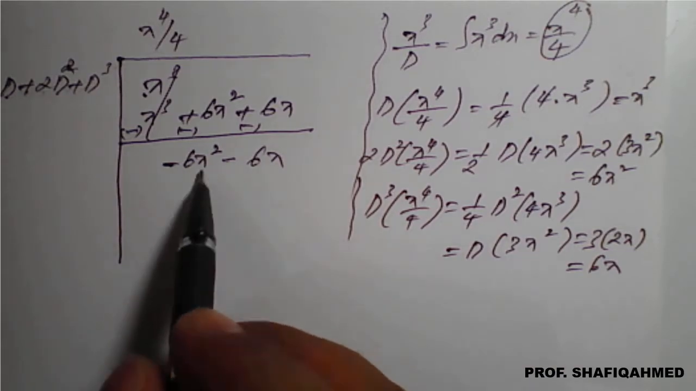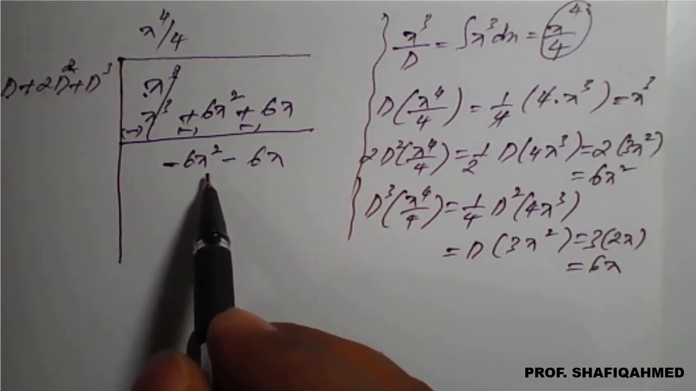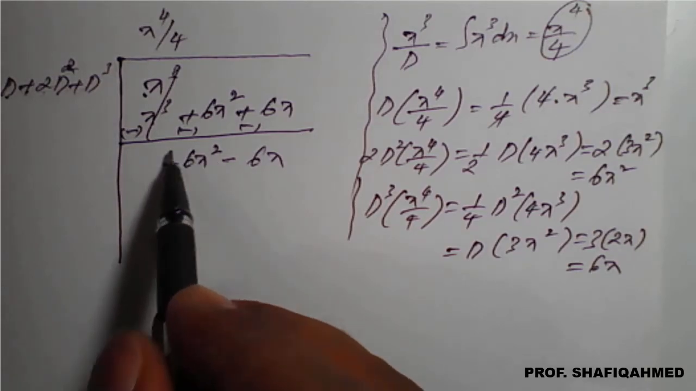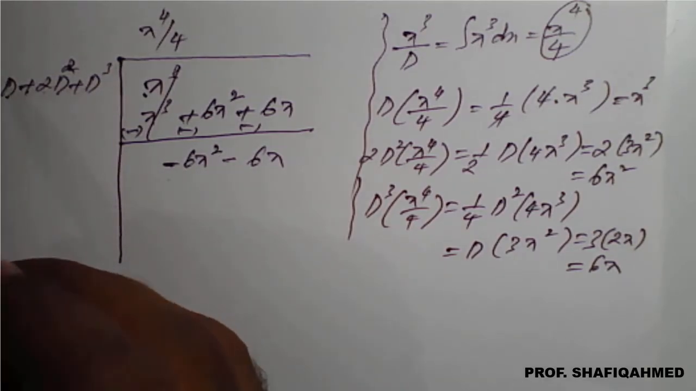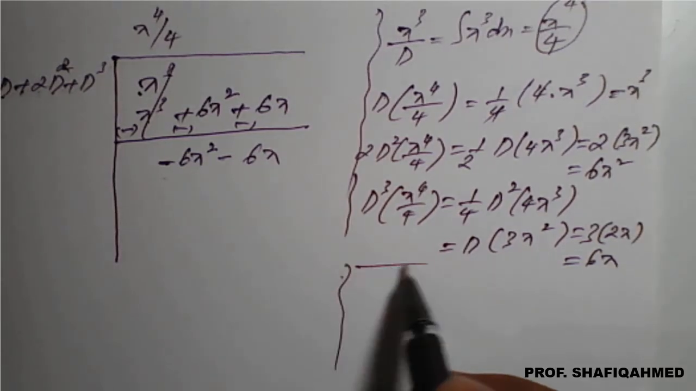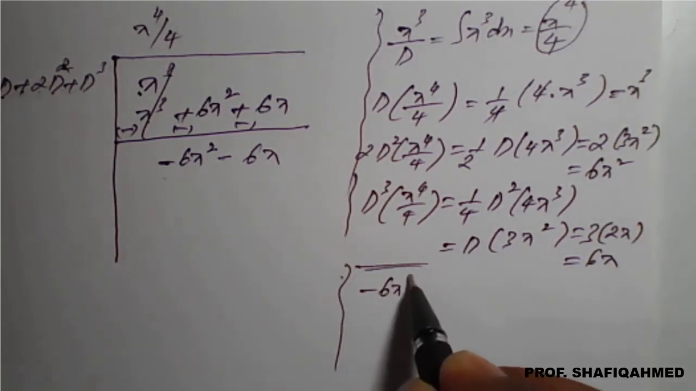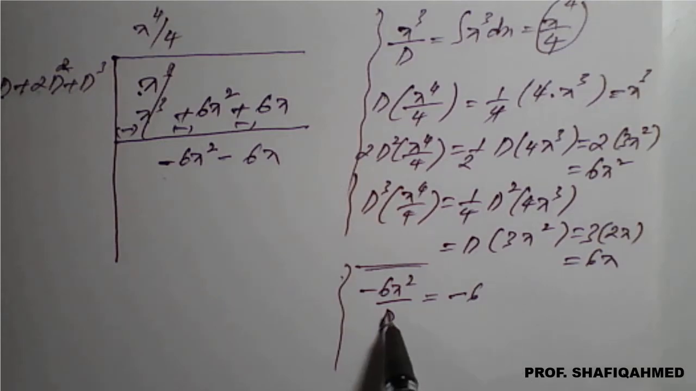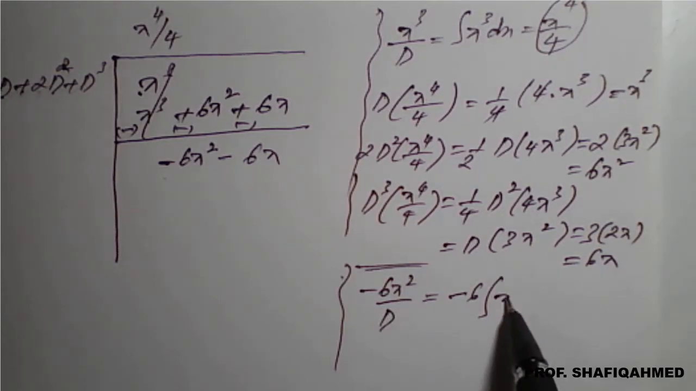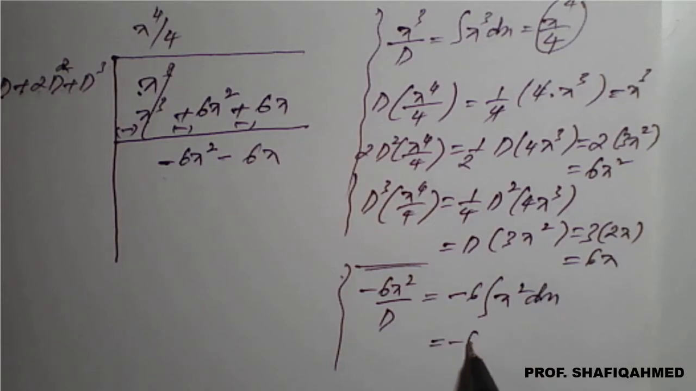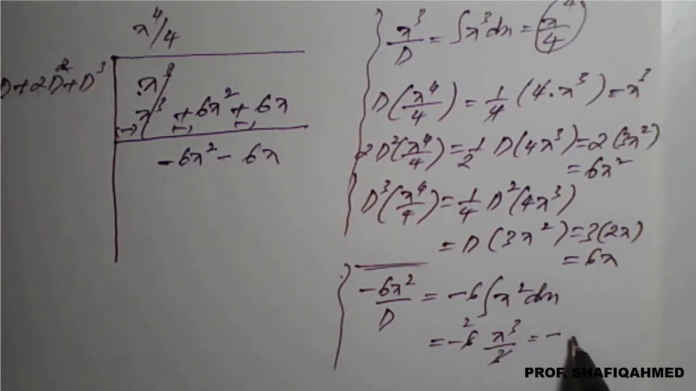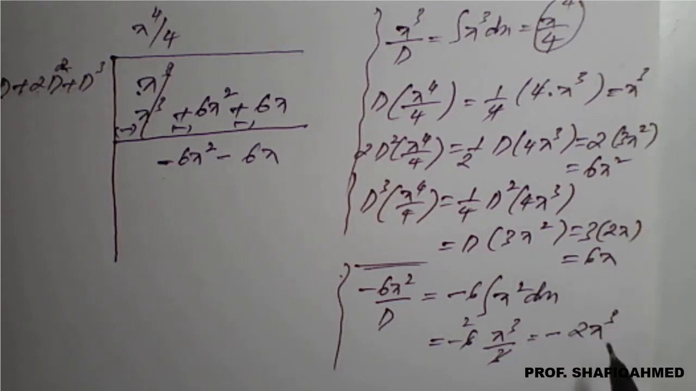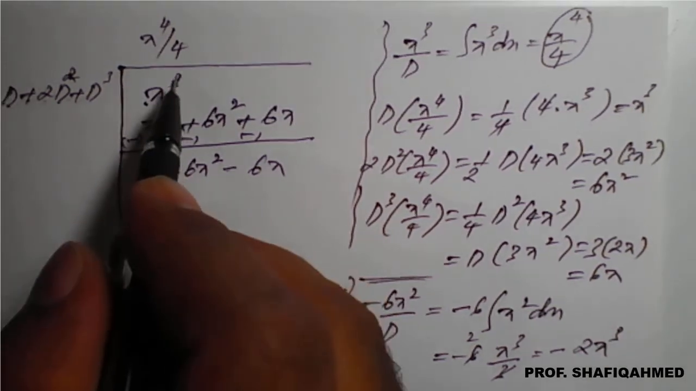Once we get the remainder here, this remainder contains again a polynomial. So the first term of this polynomial we have to divide with the first term of this dividend. So we'll see now that minus 6x square divided by D. It means minus 6 you keep outside. So 1 upon D is nothing but integration of x square dx. So minus 6, integration of x square is x cube upon 3. So 3 ones are 3, 3 twos are 6. So we got minus 2x cube. That minus 2x cube we'll write here.